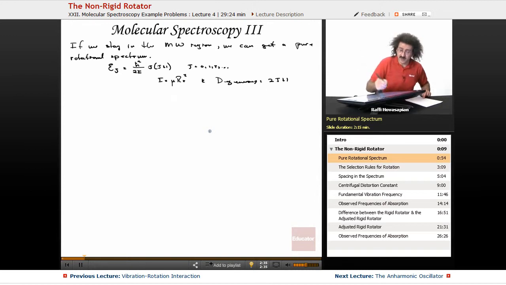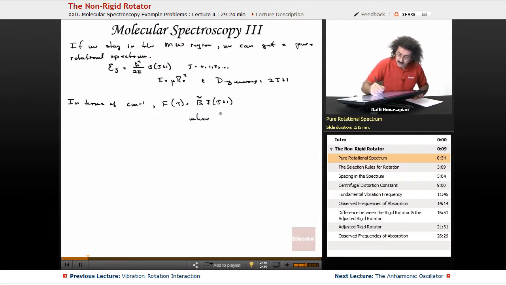Now, in terms of inverse centimeters, wave numbers, which is really what we've been dealing with, we had this rotational term, F of J, equal to b tilde times J times (J plus 1), where b tilde, we said, was Planck's constant divided by 8 pi squared c I.